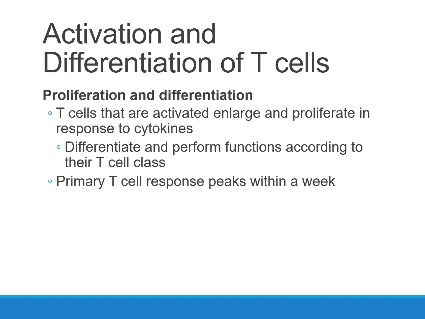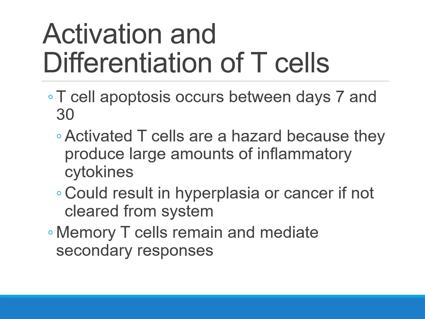Proliferation and differentiation. T cells that are activated enlarge and make lots of copies of themselves in response to cytokines. They differentiate and perform functions according to what class of T cells they are. The primary T cell response peaks within a week. Then the T cells have to go away, so the apoptosis of those happens between day 7 and 30. Activated T cells are a hazard because if we have too many of them, they produce large amounts of inflammatory cytokines. This can result in hyperplasia or cancer if not cleared from the system. Memory T cells are able to remain, and they mediate any secondary exposure.